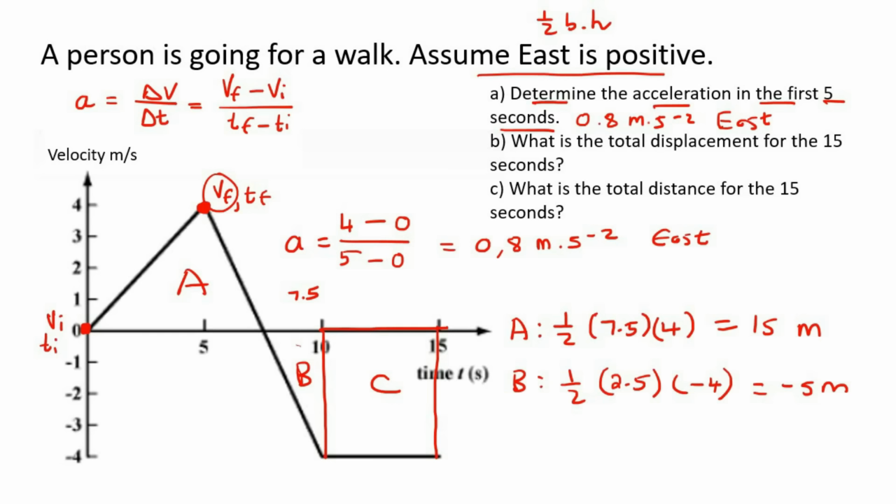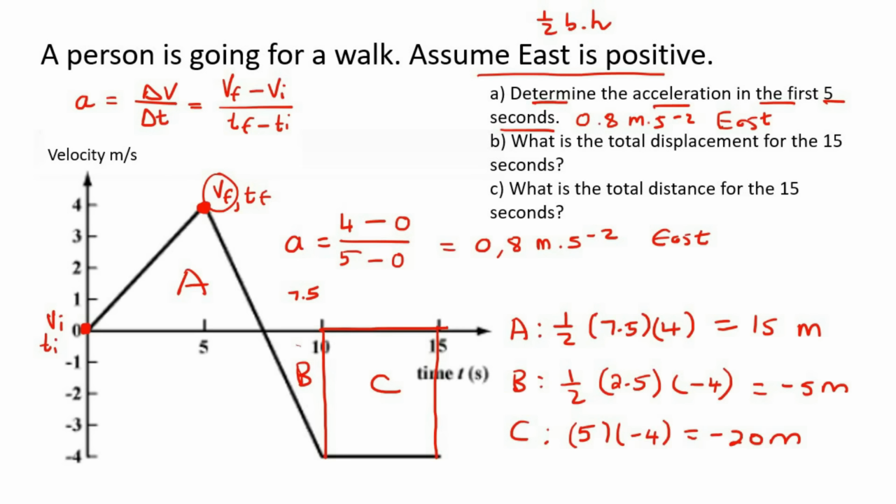And then we're going to work out the area of section C. That's going to be a rectangle, which is just length multiplied by breadth. So the length is 5, and then the height is going to be -4. And so that's going to give us -20.